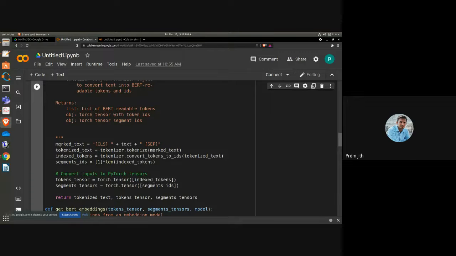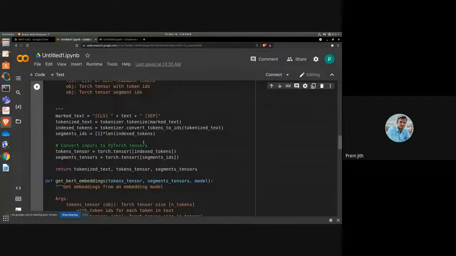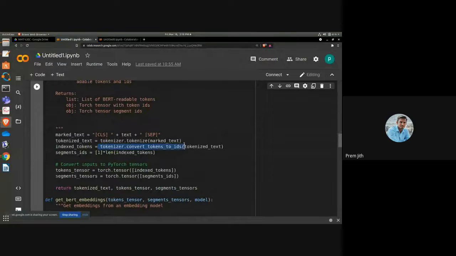There are tensor processing models and tensor decomposition algorithms, so you can go through those if you are interested. So we have the token tensor and the segment tensor, both tensors. The function will return the cleaned data, then the token tensor and the segment tensor. The tokenized text contains all the tokenized words.